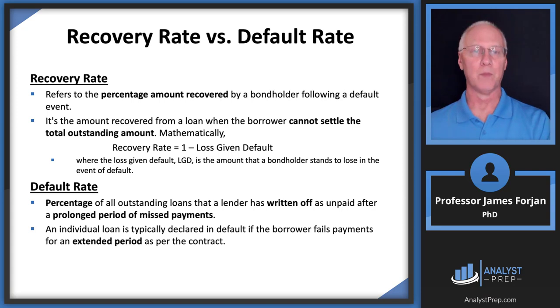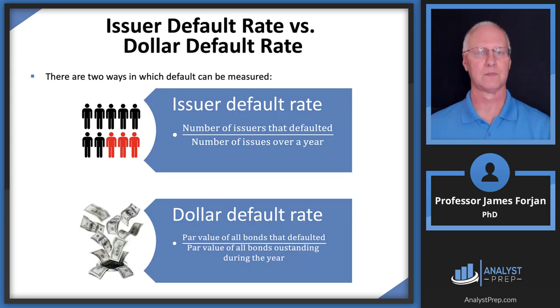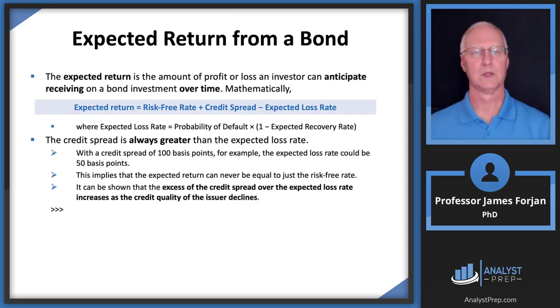So you're probably reading about student loan default rates here in 2022. All right, two ways to do this: issuer default rate and dollar default rate. You can see those ratios with numbers in both the numerator and the denominator for issuer default rates, and then par values of dollars under dollar default rate.